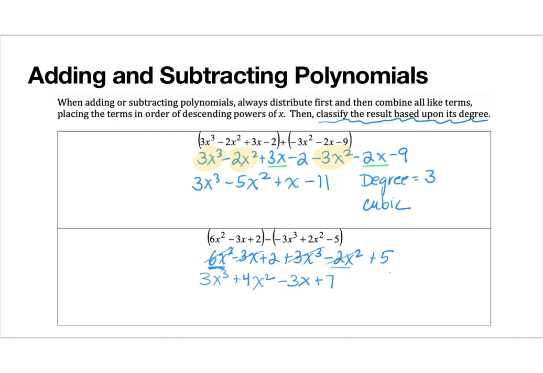And now the highest power is 3. That's my degree. And it is a cubic. Notice how I kept track of the like terms I was adding together. It's really easy to miss one, so you've got to come up with some kind of method. I generally cross them off.